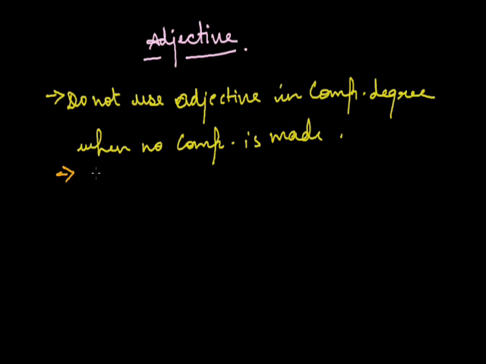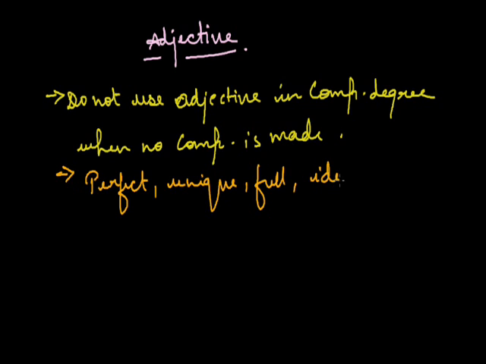Next is that following are not compared, nor can most be used with them, and the words are perfect, unique, full, idle, etc. And the other words may be entire, complete, empty, universal, preferable, impossible, square, round, etc. For example, if I say he is more perfect than his brother, it's an incorrect sentence. It will be perfect because perfect expresses the quality of the utmost extent. So we can say he is perfect.